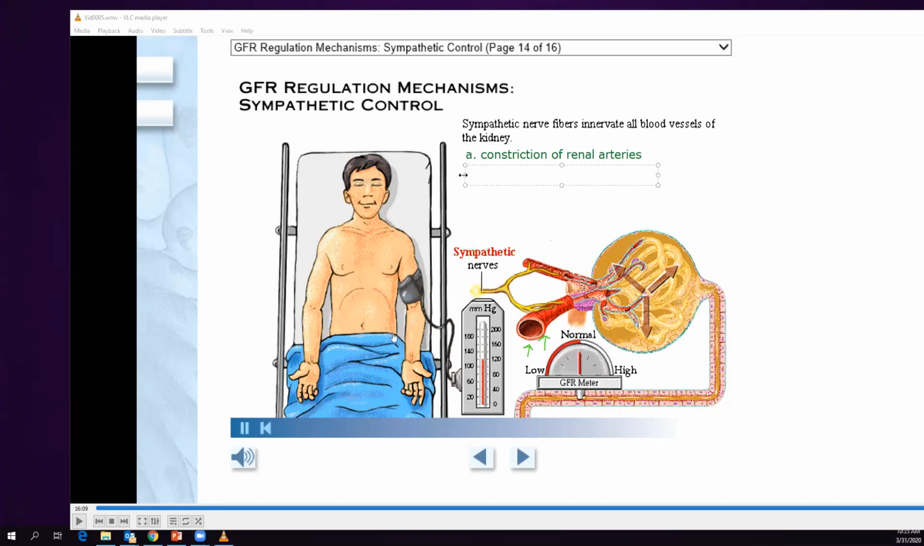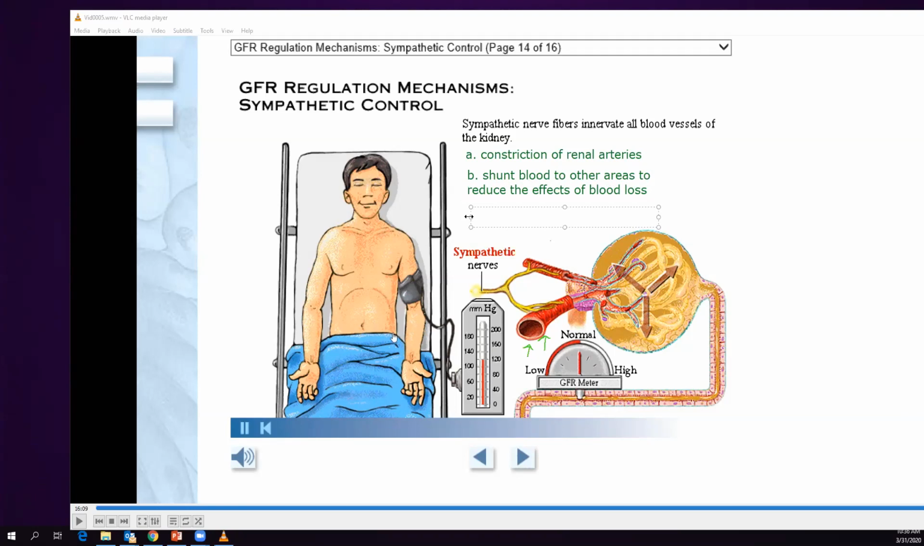And B is shunt blood to other areas to reduce the effects of blood loss. So more important areas are going to get the blood flow and the kidneys are not. So even when you're exercising, when you're in sympathetic stimulation, you don't make much urine because that's a waste of fluid because you're already going to be sweating and you need your blood volume.